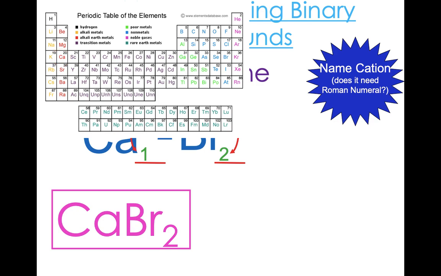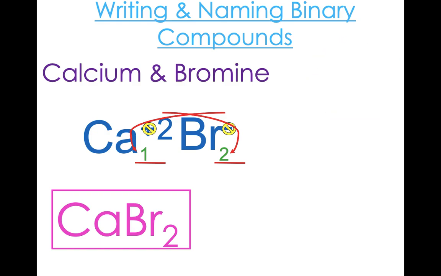Is it part of our D block? Lower P block? No, it's an alkaline earth metal. It does not need a Roman numeral, so we don't have to worry about that. We can just simply name it as its metal, which is calcium.